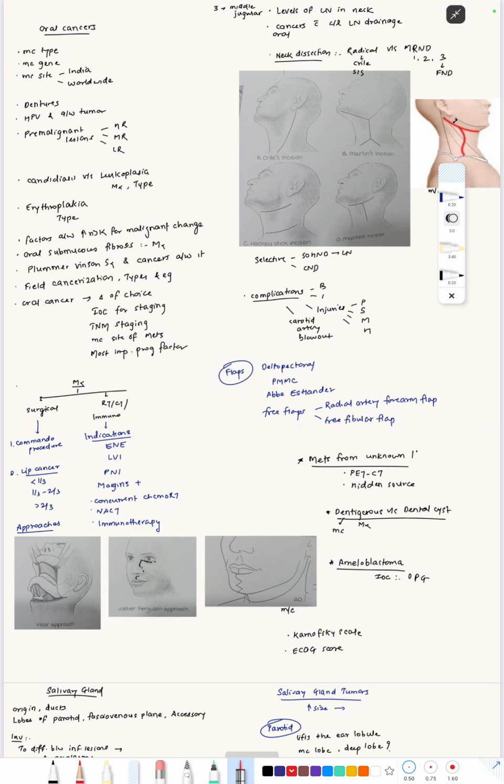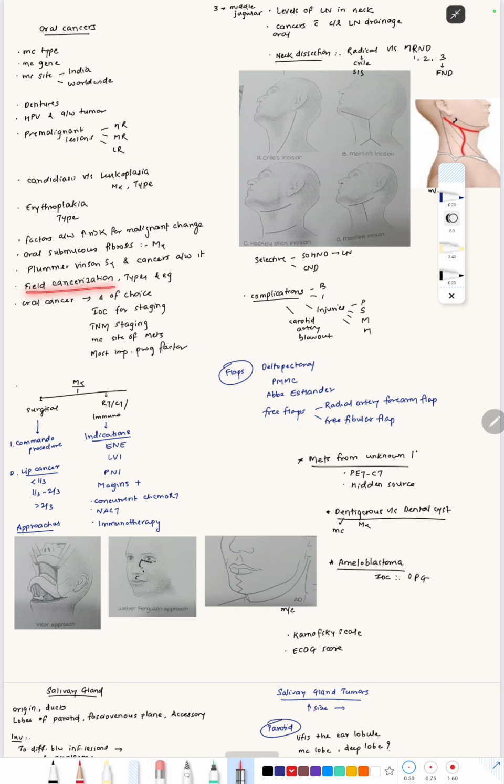And next is the Plummer-Vinson syndrome. So Plummer-Vinson syndrome, it is a triad, right? It is also called Patterson-Kelly-Brown syndrome or syndromic dysphagia. It consists of iron deficiency anemia, then angular cheilitis or glossitis, and post-cricoid webs. So these post-cricoid webs are the reason why dysphagia is present. It is more commonly present in perimenopausal women, and the cancers that are associated with it are the hypopharyngeal carcinoma and the esophageal squamous cell carcinoma.